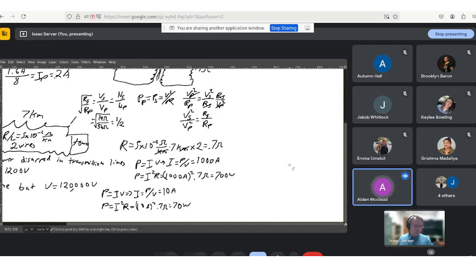Yeah. Good. A little bit of information about how transmission lines actually work. Just for kicks. Not relevant to this chapter. Might be in the next one though.